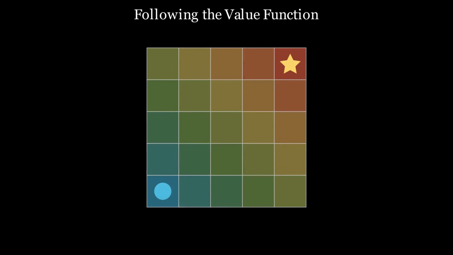Now here's the key insight. If we know the value of every state, the agent can just follow the gradient. At each step, the agent looks at its neighbors. Which one has the highest value? It moves there. Then looks again. Highest value? Move there. By always stepping toward higher value, the agent naturally reaches the goal. Agents move toward higher value states.